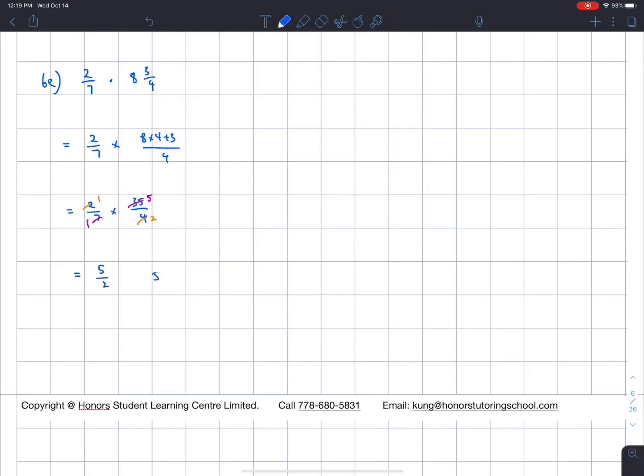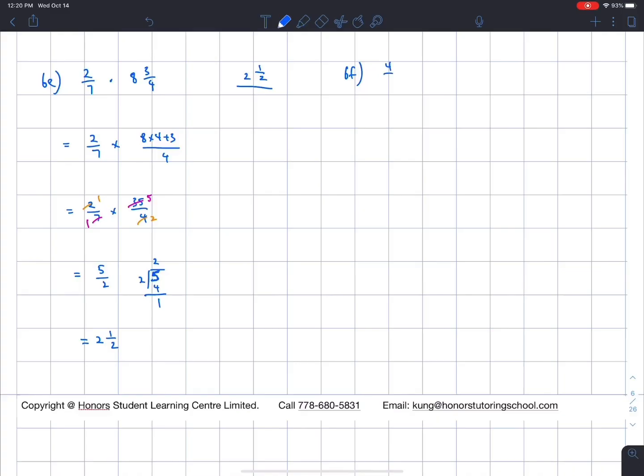And 5 over 2, I can do a long division to change it back into a mixed fraction. 2 times 2 is 4, 5 minus 4 is 1. So my final answer is 2 and 1 over 2. 2 and 1 over 2 is the final answer.